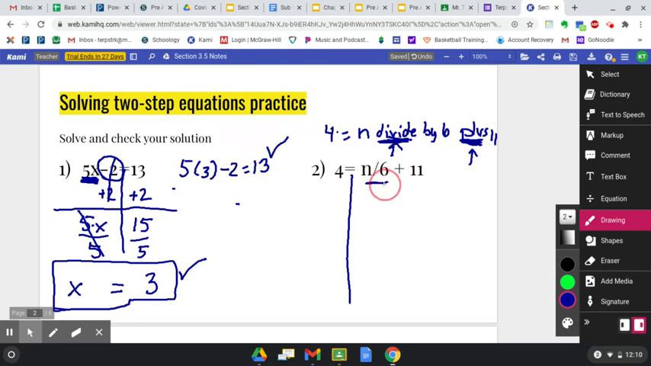So here's my variable term. The first thing I want to do is get rid of, or inverse, the constant, which is positive 11. The sign in front goes with it. So if I wanted to cancel this out, I would subtract 11 from both sides, right? So positive 11 minus 11 is 0. So then I have n divided by 6.